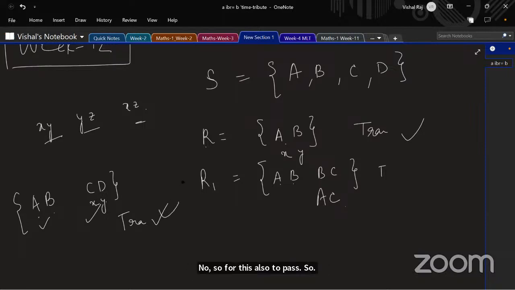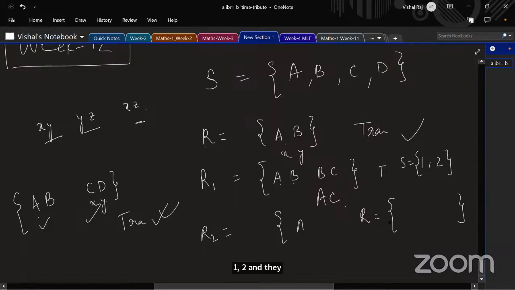Anything else? Anybody wants to say anything on this? If you have any confusion, just tell me. Can you take an example of a set of 1 and 2 and make a relation on that? Okay, S is equal to 1 and 2. You only tell me the relation. The relation is pairing 1 and 2.